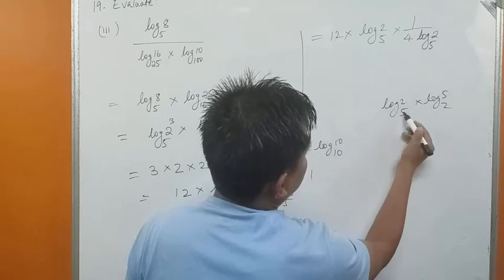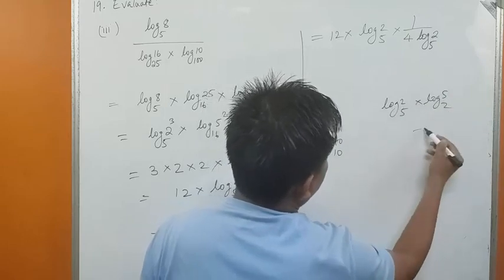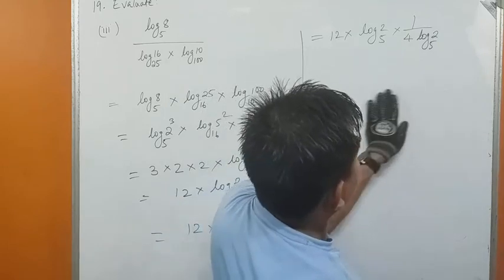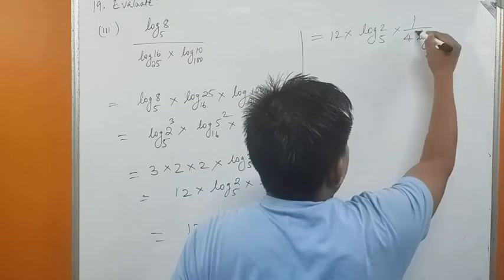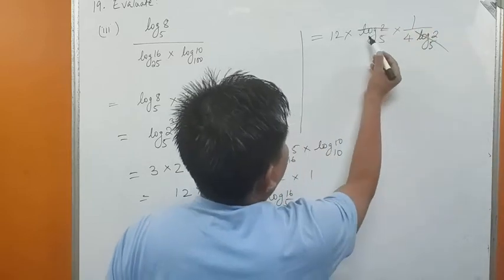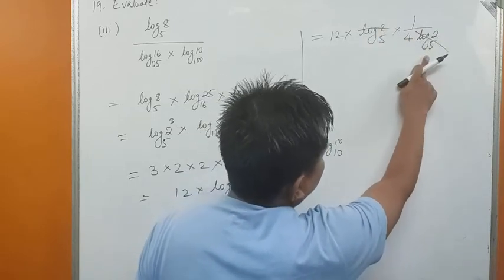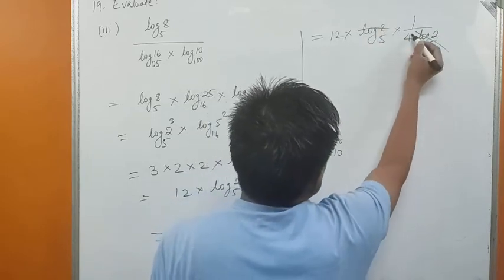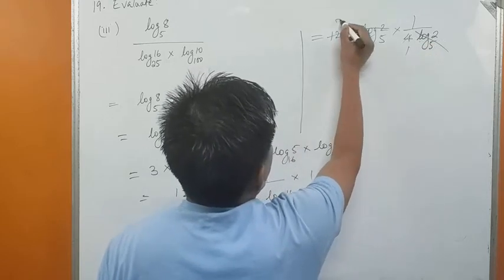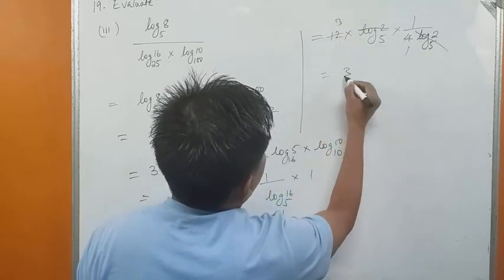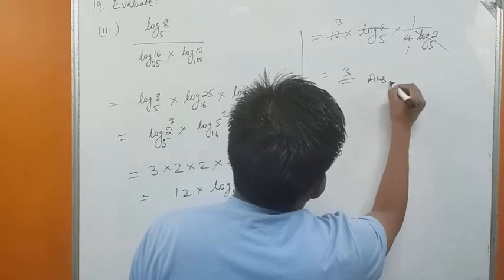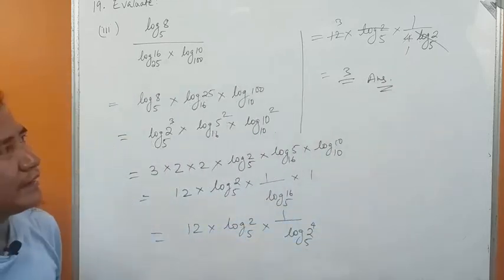Same thing, log 2 to the base 5 into log 5 to the base 2 becomes 1, isn't it? So either you do it this way or you can straight away cancel here. Same number, log 2 to the base 5, log 2 to the base 5, one is in the numerator, one is in the denominator. We can cancel this, isn't it? So 4 1s are 4, 4 3s are 12. So this gives us 3, isn't it? Is the answer. So the answer for question number 3 of 19 is 3.